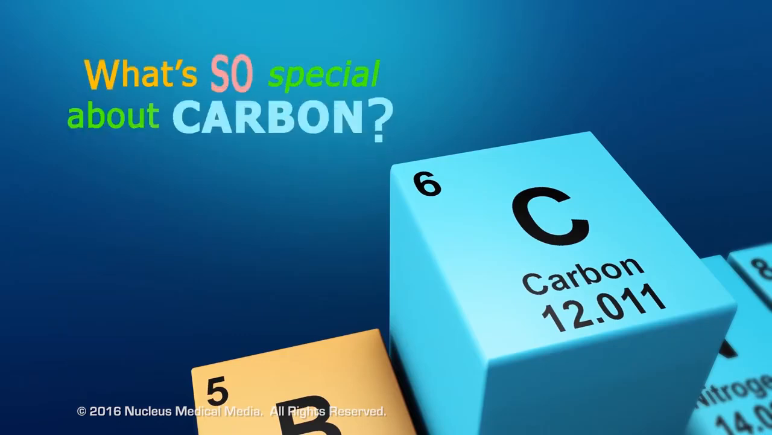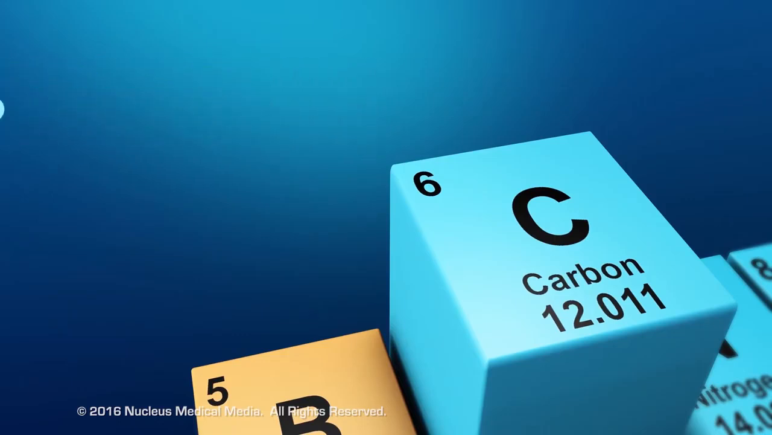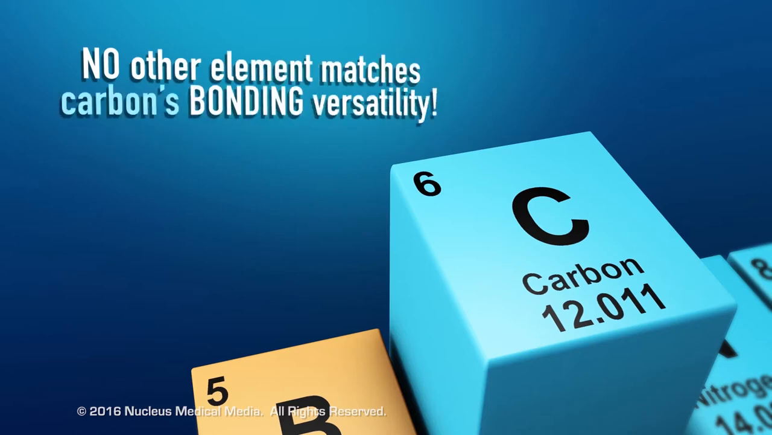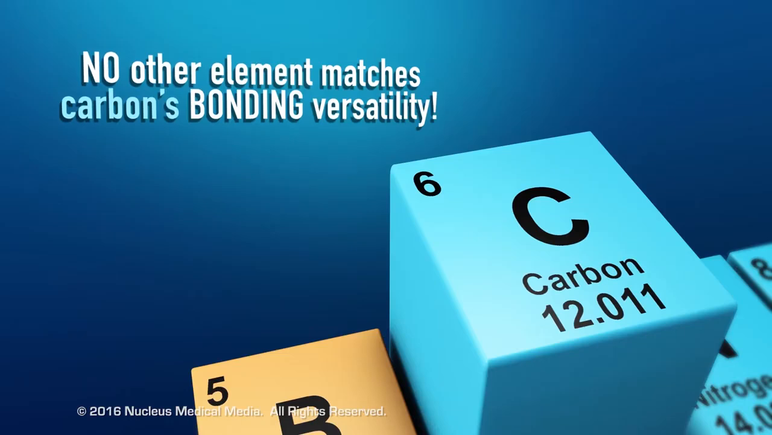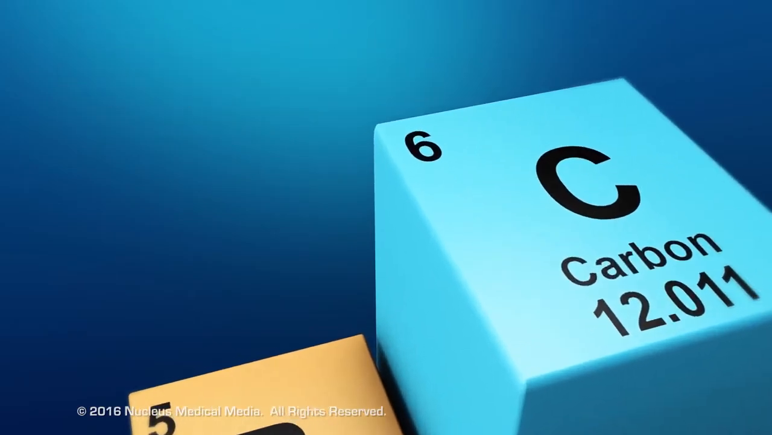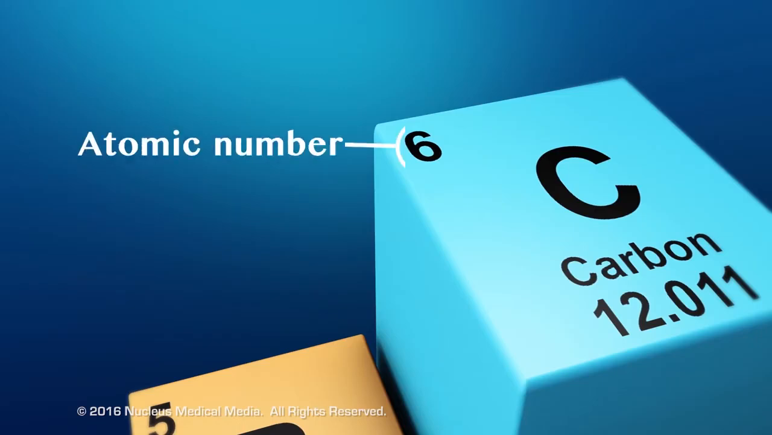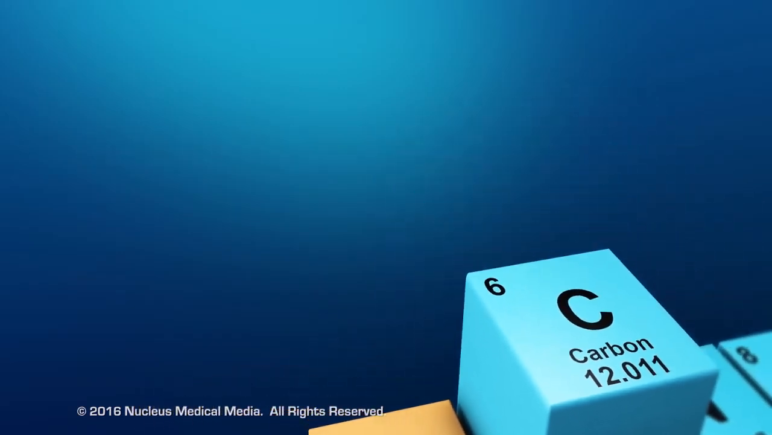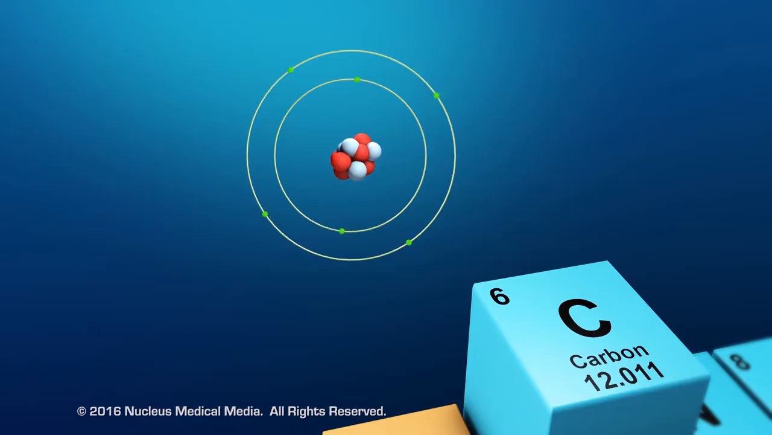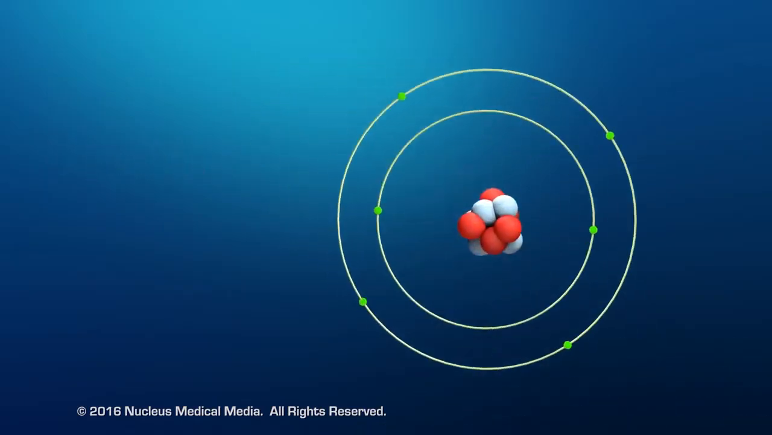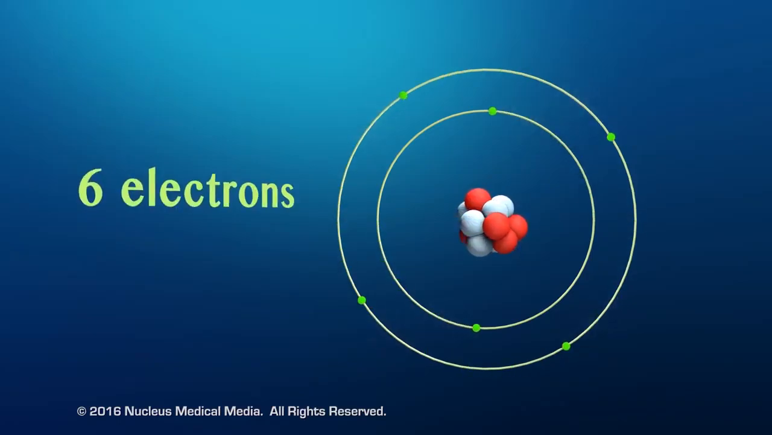What's so special about the element carbon? Well, for one thing, no other element matches carbon's unique versatility to bond with other elements. Let's look at why this is true. For starters, carbon has an atomic number of 6. That means that every atom of carbon has 6 protons in the nucleus. As an electrically neutral atom, carbon also has 6 electrons.